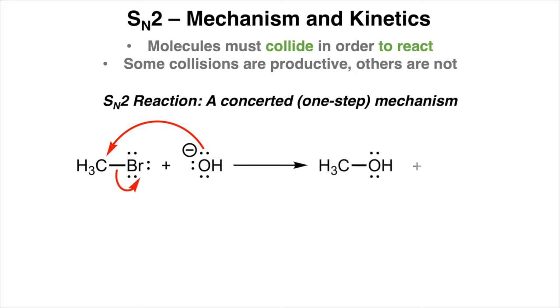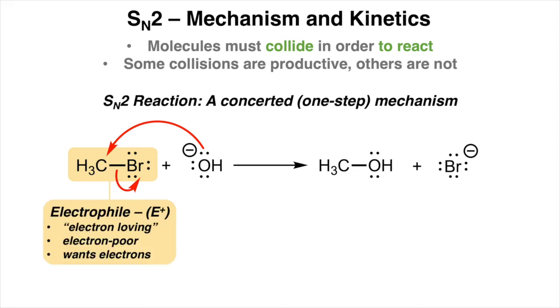Highlighted in yellow is called an alkyl halide because it is an alkane molecule with a halogen bonded to it. In an SN2 reaction, alkyl halides, shown in yellow, act as what are called electrophiles, or sometimes you'll see it written as E+. If you break up the word electrophile, it literally means electron loving because the molecule itself is electron poor and it really wants electrons.